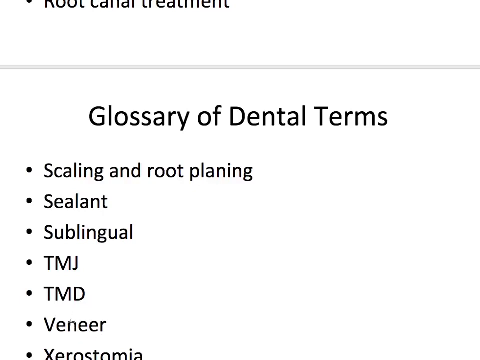A veneer is a thin artificial cover for a tooth to correct its shape or color. It's made to look and feel like a real tooth, and veneers can be made of porcelain, ceramic, composite, or acrylic resin. And finally, sorry it's cut off a little bit, but xerostomia refers to dry mouth caused by salivary glands that don't work properly or reduced flow of saliva from medications.